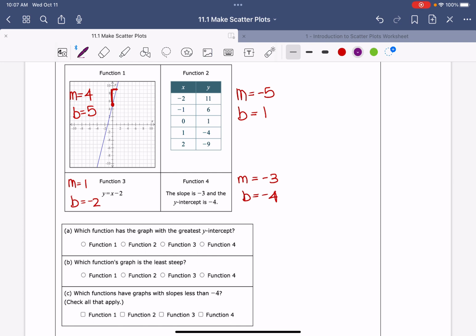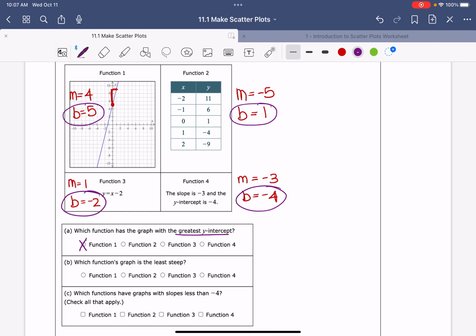Part A says which function has the graph with the greatest y-intercept? So I'm looking at all of the y-intercepts, and I need to find the graph that has the greatest one. So I'm going to pick function number 1 because that has the largest y-intercept.